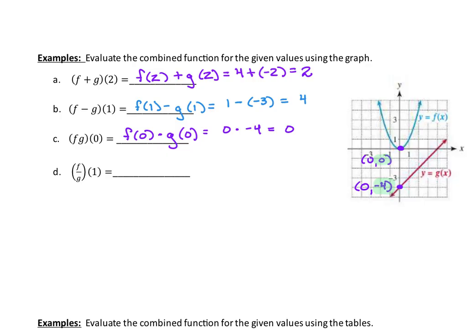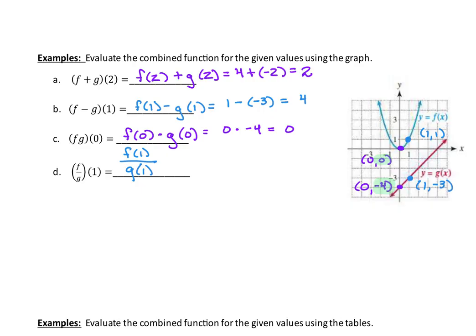All right, and finally for division, again, don't freak out with the division. We are going to, again, start by rewriting this. This is f of 1 divided by g of 1. And so if we come over here and look at this, I erased them, but remember that we had the point 1, 1, and we had the point 1, negative 3.